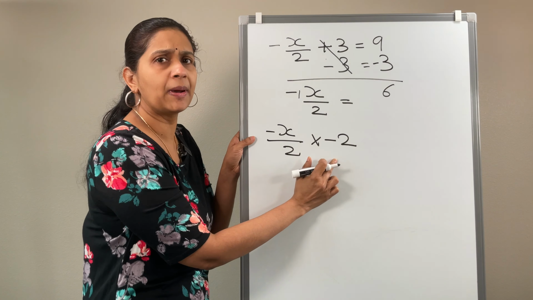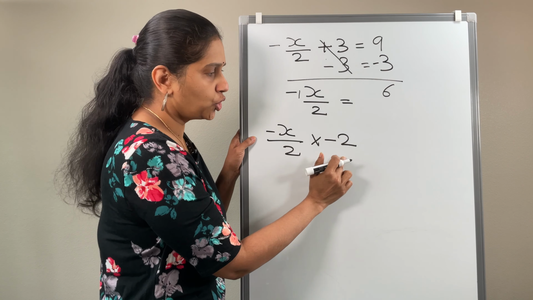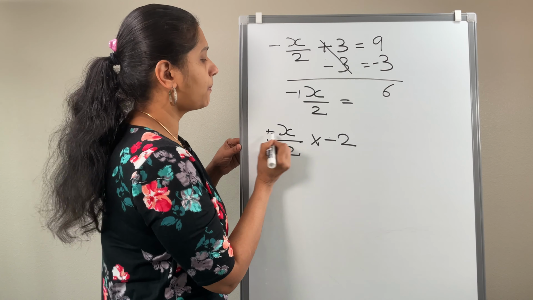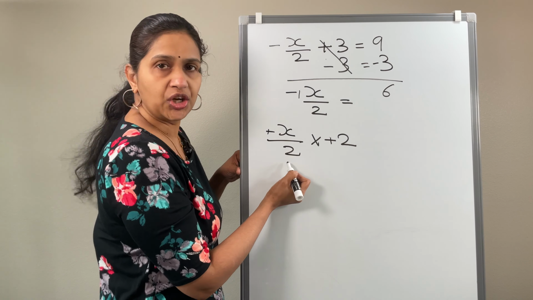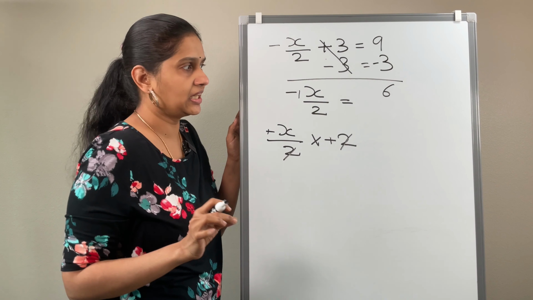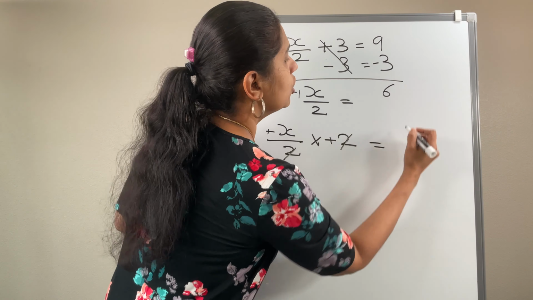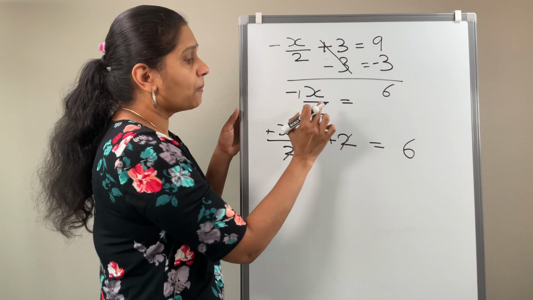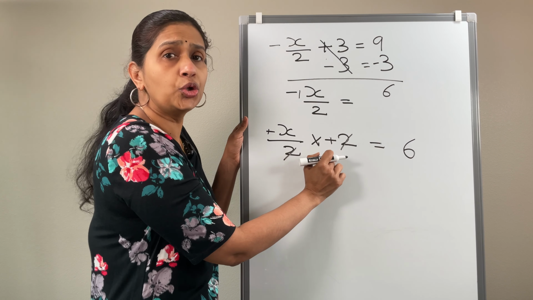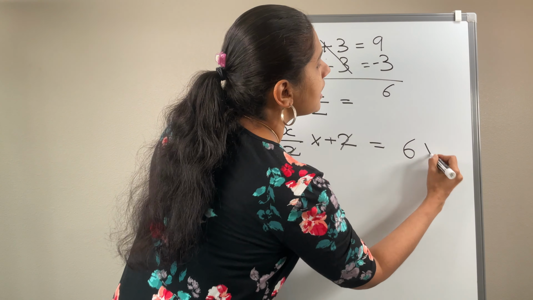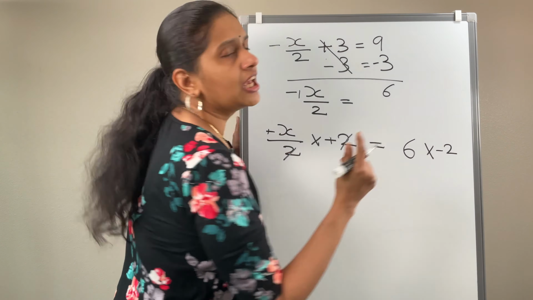So, what will happen when you multiply by negative 2? Here you can see the negative times negative will become positive and 2 and 2 will get cancelled out. Now the x got isolated. That is equal to 6, but what we have done, we have multiplied negative 2 on the left side. So you have to do the same thing on the right side also to balance the equation.